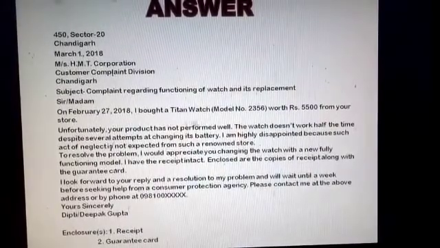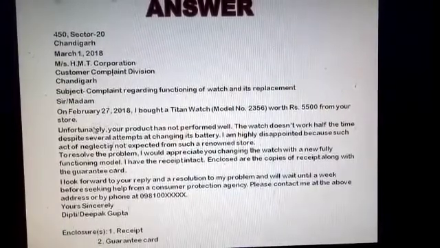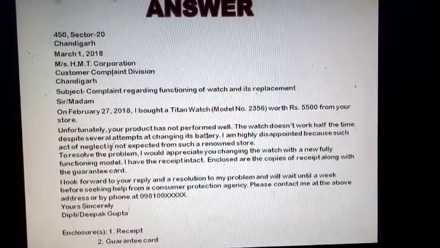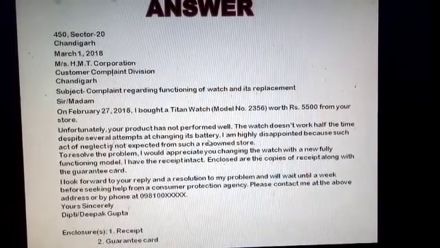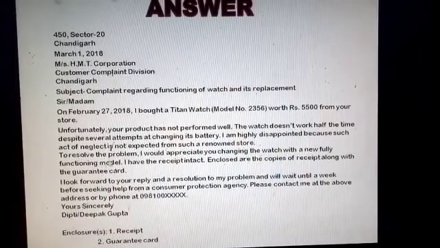I bought a Titan watch model. You'll have to write the model and worth rupees for how much you have bought it from your store. So unfortunately, your product has not performed well and the watch doesn't work half the time despite several attempts at changing its battery. I am highly disappointed because such an act of neglect is not expected from such a renowned store. To resolve the problem, I would appreciate you changing the watch with a new fully functioning model. That is, the solution you are seeking for this problem is mentioned here.